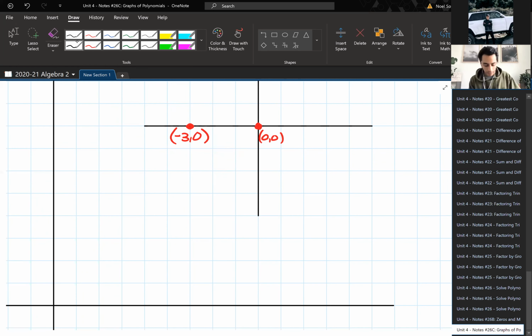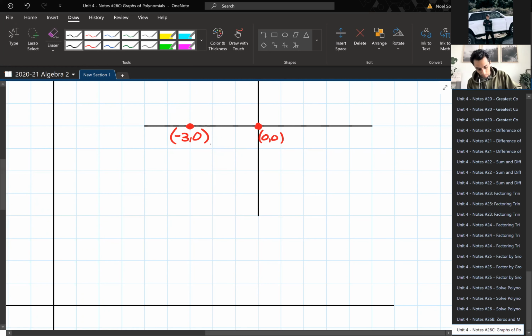With sign analysis, we're basically creating a number line right underneath, and we're going to line it up with our critical points. -3 here, 0 here. And what we're trying to figure out is, is the graph above or below the x-axis on the left side of -3? Above or below the x-axis in between -3 and 0? And then is the graph going to be above the x-axis after 0, or below?